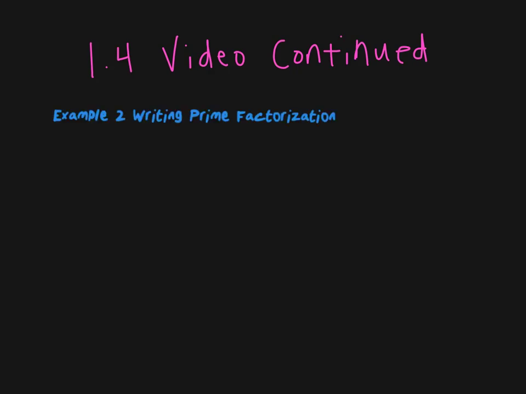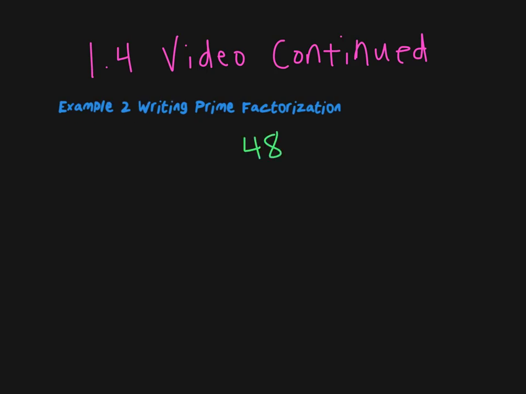Example 2 is writing prime factorization. So my directions just simply state write the prime factorization of 48. So I'm going to start with picking two factors of 48 that would work. I could pick 2 times 24. I could pick 3 times 16. You can list out all the factors and choose from there if you'd like, but any of them will work. You'll get the same end result. So let's just go with 2 times 24.